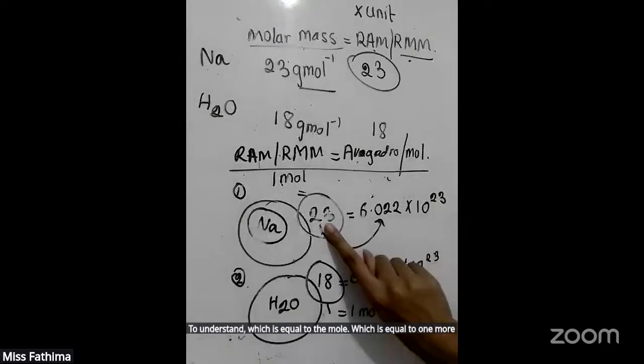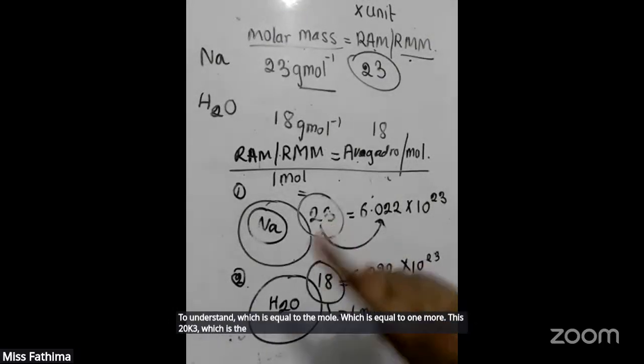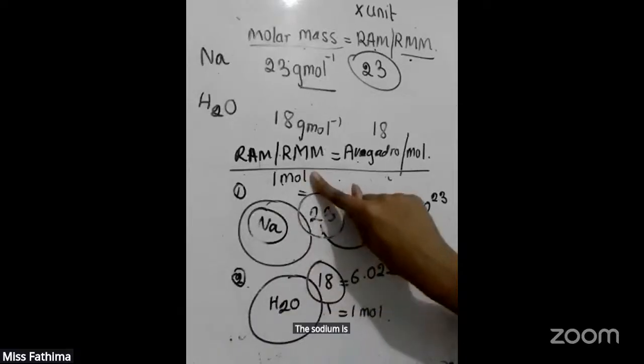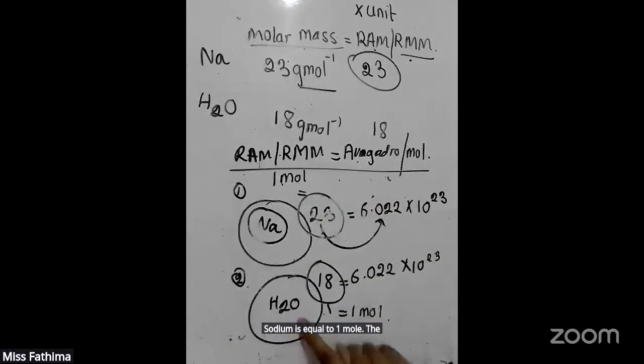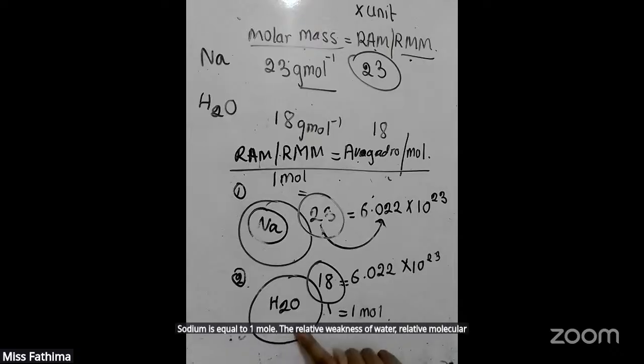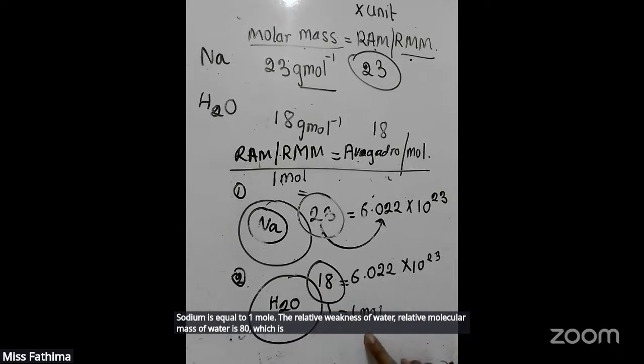This 23, which is the relative atomic mass of sodium, is equal to 1 mole. Right? The relative molecular mass of water is 18, which is equal to 1 mole, and it is equal to the Avogadro's constant. Got the idea?